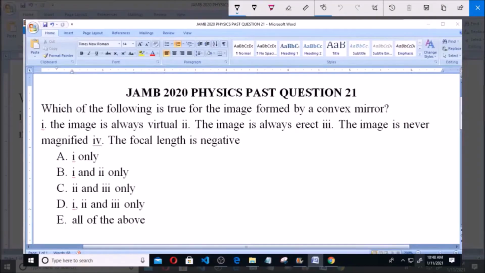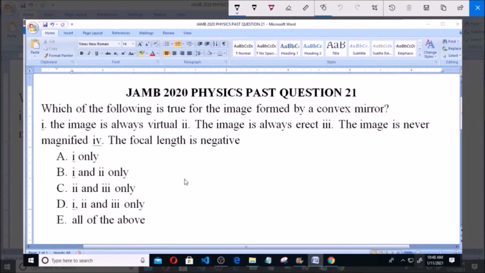Good day and welcome. I will be answering JAMB 2020 Physics Past Question 21. Which of the following is true for the image formed by a convex mirror? I, the image is always virtual. II, the image is always erect. III, the image is never magnified. And IV, the focal length is negative.